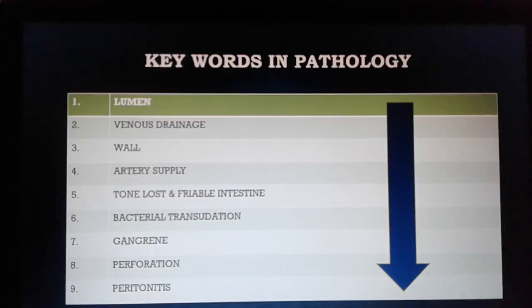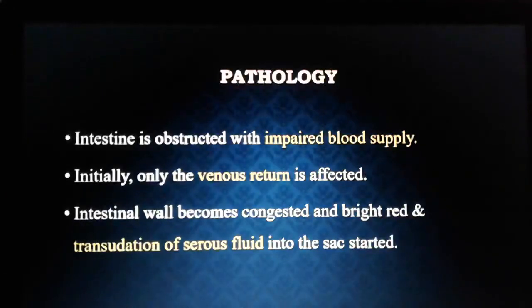Very quickly we'll go through it. Intestine is obstructed, there is blood supply that is impaired. Initially only the venous return is affected, intestinal wall becomes congested and bright red in color, transudation of serous fluid starts, and the sac will be containing transudative fluid. At this level, if we are going to intervene surgically in a strangulated hernia patient, it is likely that we can save the bowel.